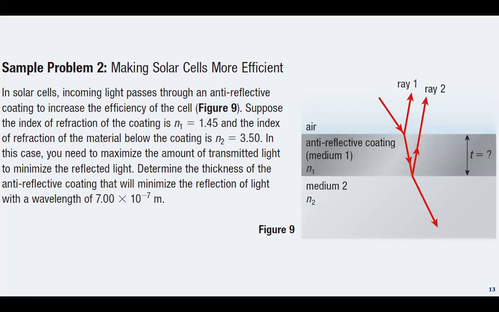Again, I'll give you 5 minutes to consider this problem, and then we'll have a look at the solution together.